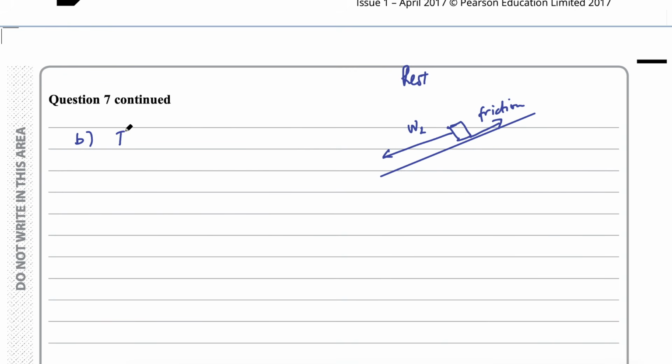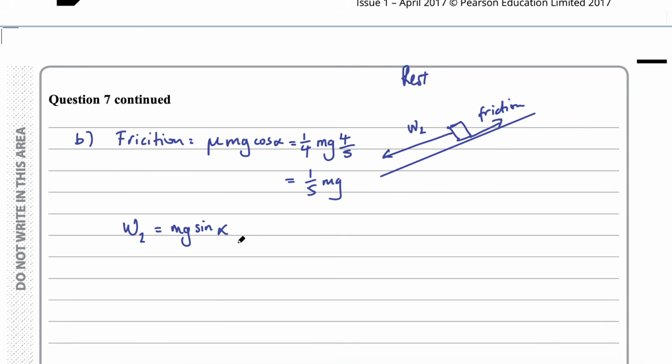So the force due to friction, we said, was mu mg cosine alpha, and we can figure out what that is. We know mu, that was 1/4. Let's not worry about mg for now. We know cosine alpha was 4 on 5, so this would equal 1/5 mg. Now let's talk about W2, or the parallel force. This was mg sine alpha, and sine alpha was 3 on 5, so this would be 3 on 5 mg.